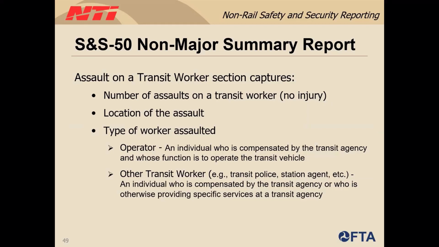In the non-major transit worker assault section, you will record the number of non-injury worker assaults that occurred during the reporting month, which will include the location of assault and the type of worker that was assaulted. As you can see, there are two types of worker: vehicle operators and other transit worker. This is a new definition based on the requirement of the BIL. These definitions may also be found in the NTD glossary.